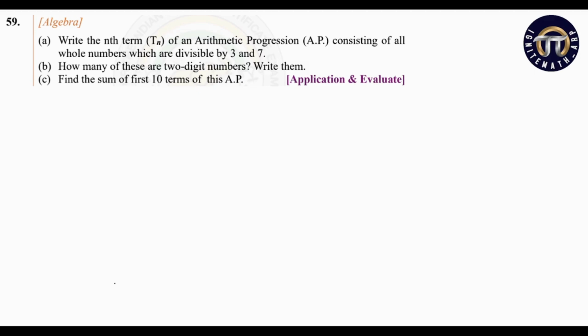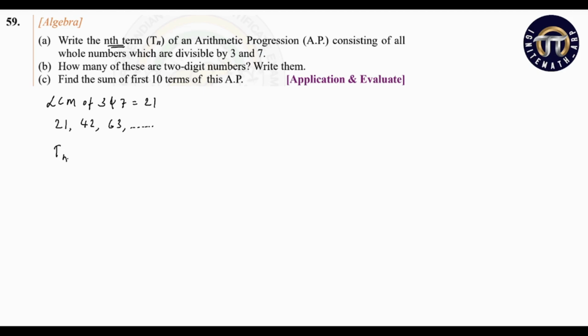Write the nth term of the arithmetic progression AP consisting of all the whole numbers which are divisible by 3 and 7. So here I need to take the LCM of 3 and 7, that is 21. It should be divisible by 3 and 7 both. So the AP will be like 21, then 42, then 63, and so on. Clear, children? So this is the AP. So how many of these are two-digit numbers? Before that we are supposed to find out the nth term.